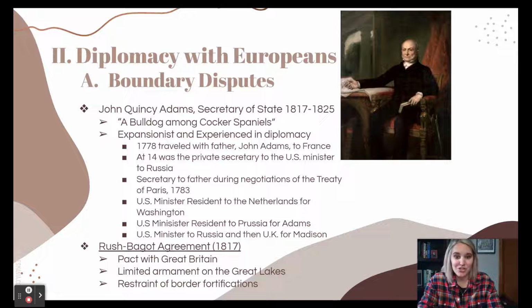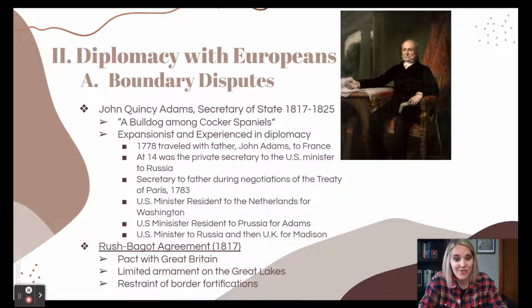What we need to know is a little bit about John Quincy Adams. And while he did run for president in the 1820 election, he was Secretary of State for Monroe's presidency. He's been called a bulldog among Cocker Spaniels. He has some pretty impressive credentials for his position. Secretary of State deals with foreign affairs.